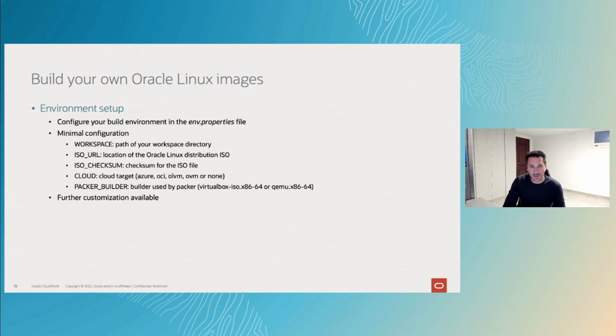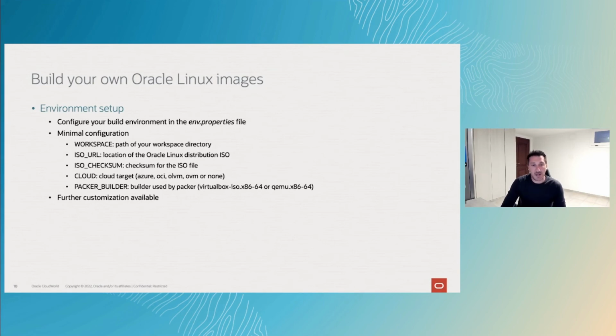And I want to remind you that those ISOs are publicly available for free on the yum.oracle.com website, along with the ISO checksum, just to be sure that you have a correct, good ISO for Oracle Linux. That said, the cloud, so the target: which kind of image you're going to build. Azure, OCI, KVM, Oracle VM, VirtualBox. So at the end, which kind of image you're going to build.